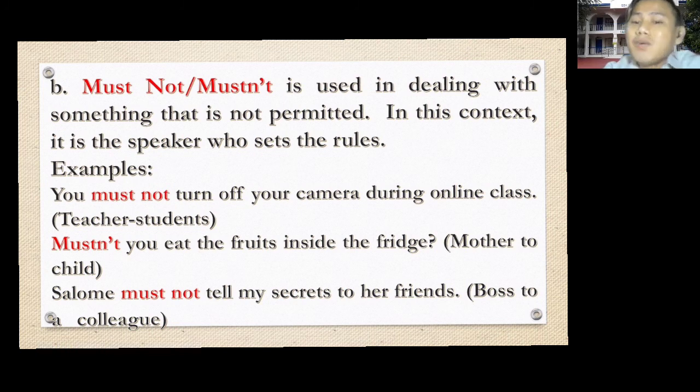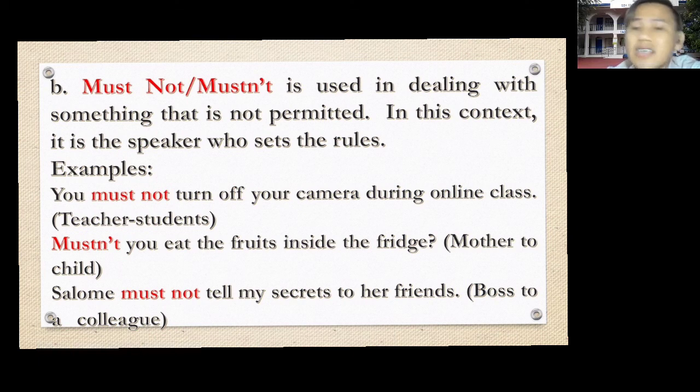Okay, just like the following example here, you must not turn off your camera during online class. Okay, it's a conversation between a teacher and his or her students, where our speaker here is our teacher, who is the one who sets the rule. Therefore, in stating prohibition, we have to make use of must not or mustn't. That's why in our sentence, as you can see, it says that you must not turn off your camera during an online class.